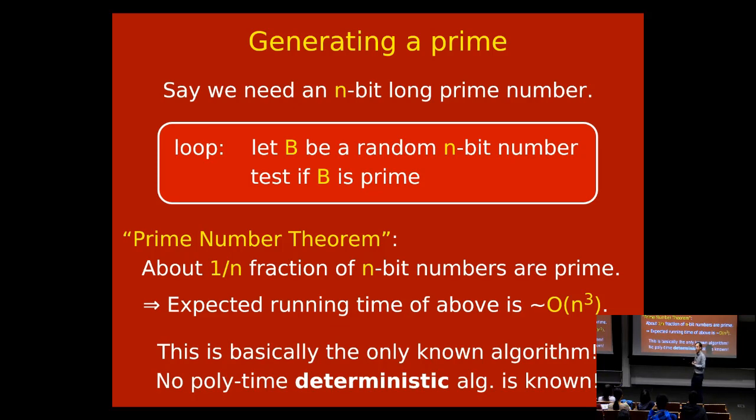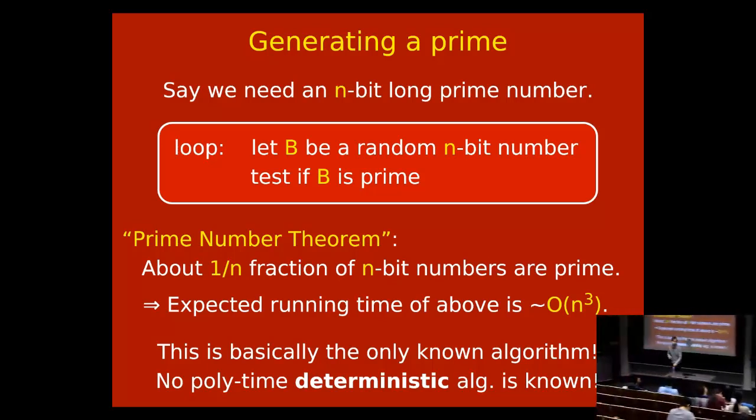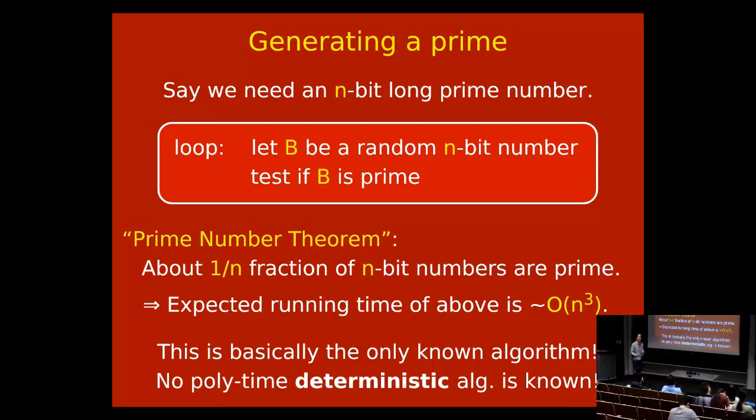And this is amazingly basically the only known algorithm. We don't know anything basically smarter than doing this. And in fact, this is an extremely interesting example of a problem where we know an efficient randomized algorithm, but we don't know any efficient deterministic algorithm. So this is kind of an amazing problem, the problem of generating a prime number of a given length. We know algorithms that we think run in polynomial time and are deterministic, but we cannot prove it. The only thing we can prove is that this randomized algorithm works.